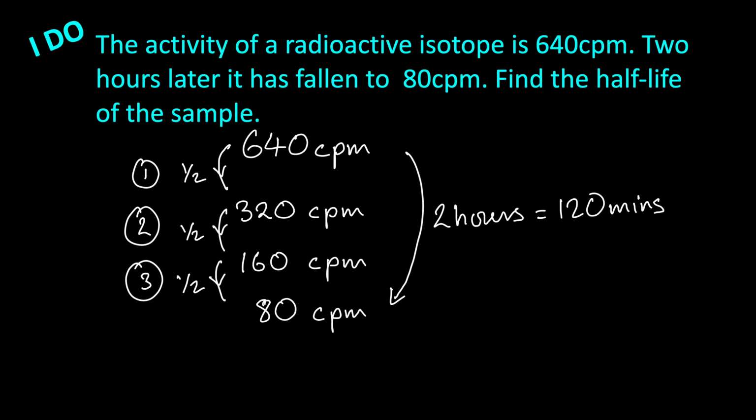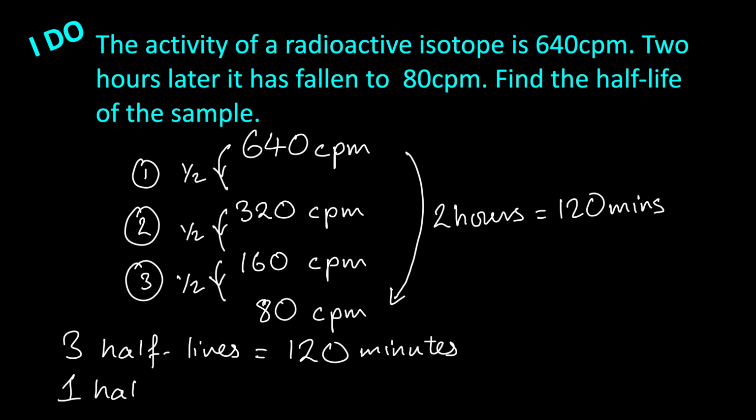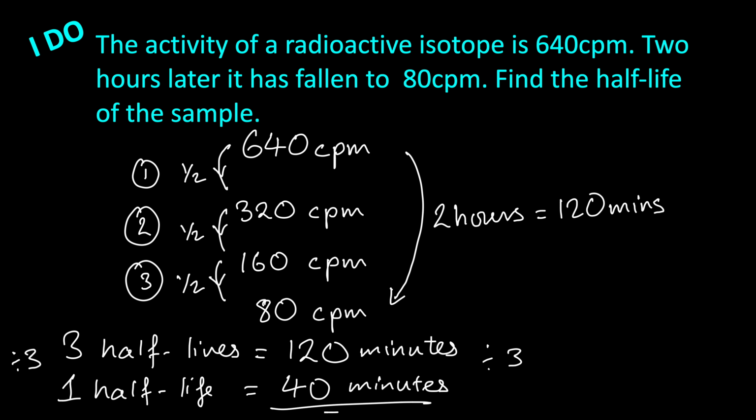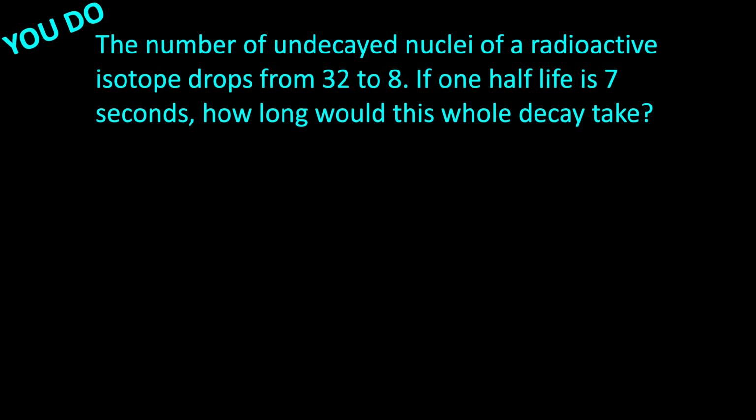So if the sample took 120 minutes for 3 half-lives, we can find that 1 half-life is equal to 40 minutes, by dividing both sides by 3. So our answer is 40 minutes. Let's try another. In this case, pause the video and have a go.